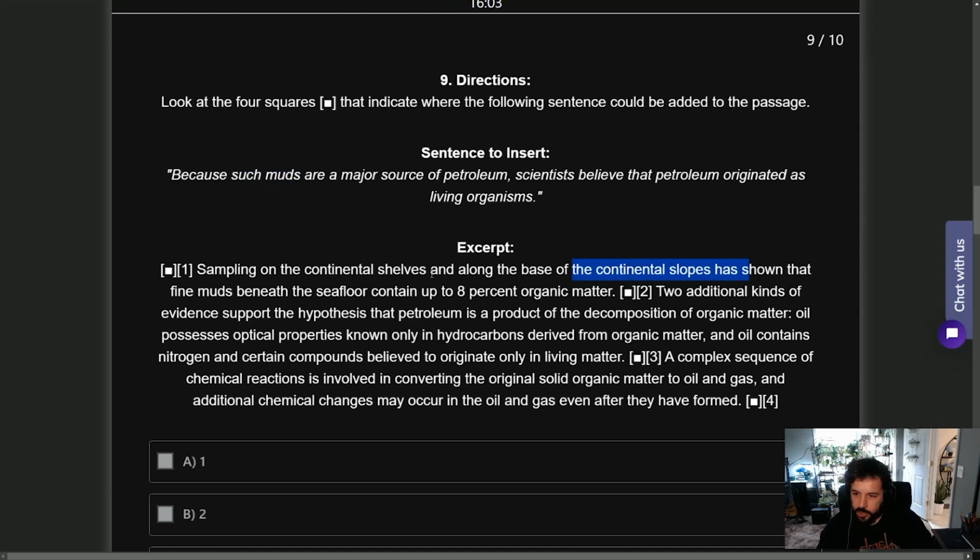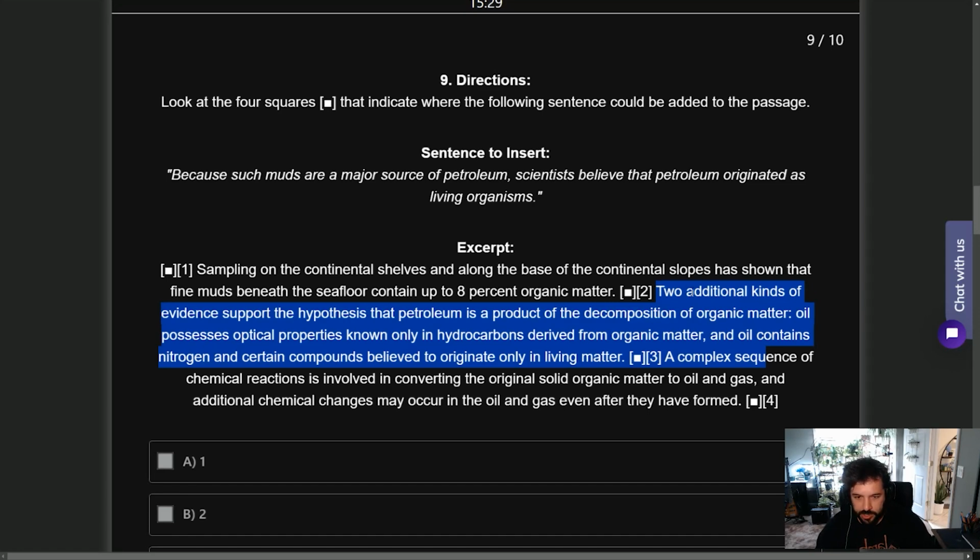Continental slopes has shown that fine muds, now we have a reference for this, contain up to 8% organic matter. And then we go to 2 additional kinds of evidence. So these are the next 2 pieces of evidence. We don't really want to interrupt those because after the colon, we say oil possesses whatever, and then we go to the chemical reactions. So it's not going to be here because we are not talking about the muds anymore.